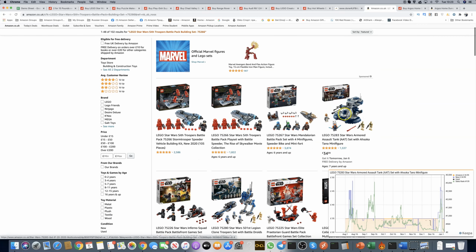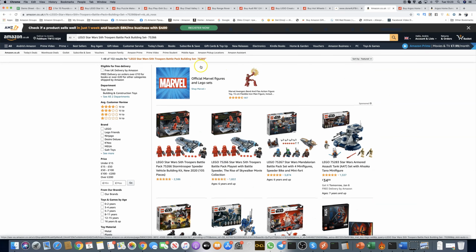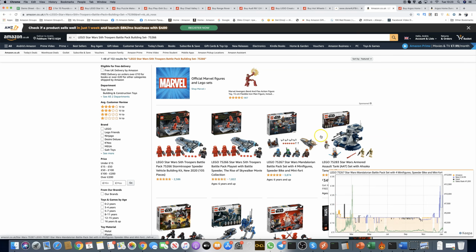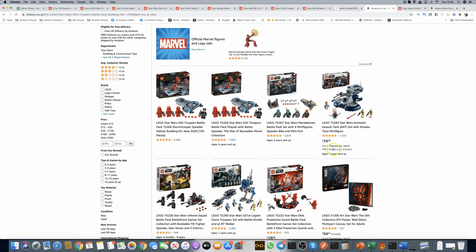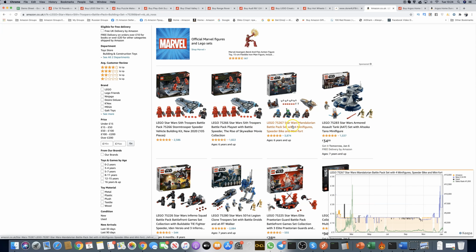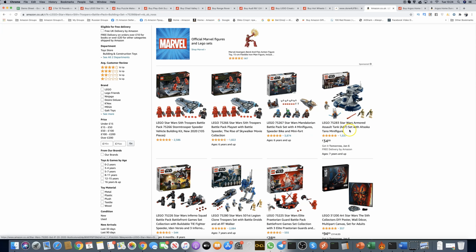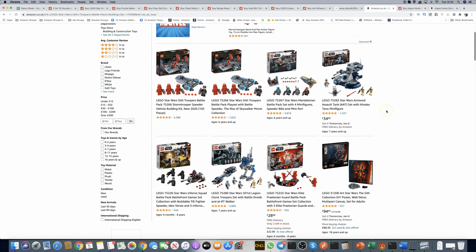So here we have put this Lego into the search. The model is 75266. I don't like researching Lego because Lego is very confusing. You'll find a lot of the same listings sometimes on Amazon. They look the same, but they have different model numbers. You see 75267, so you get easily confused, especially if you're not an experienced reseller.